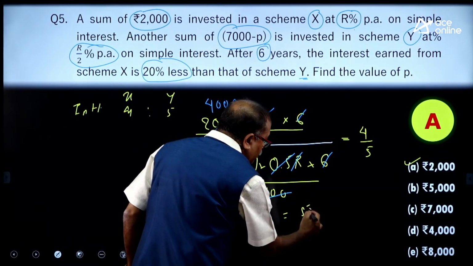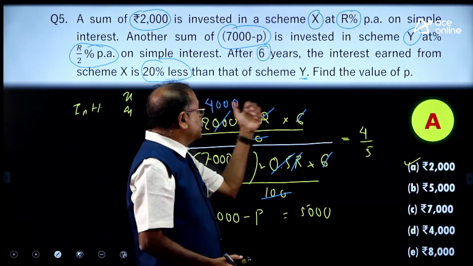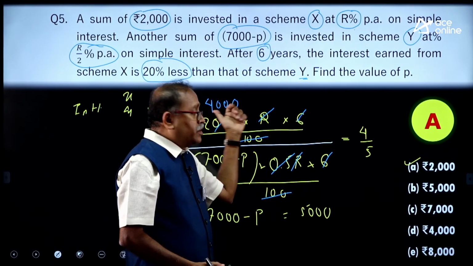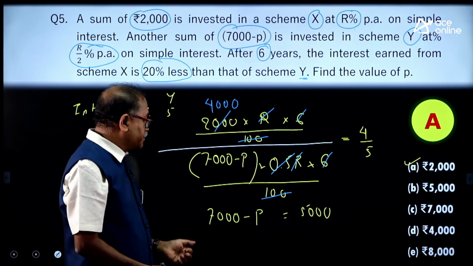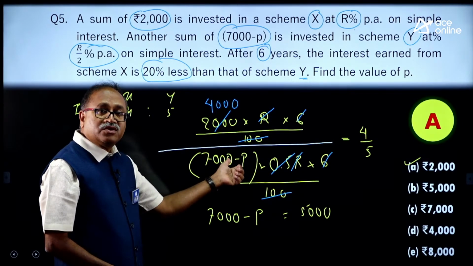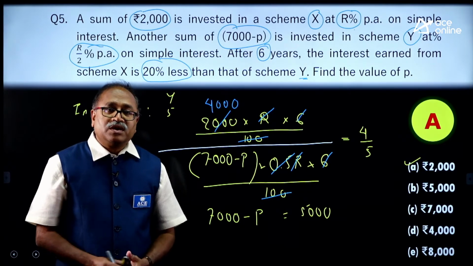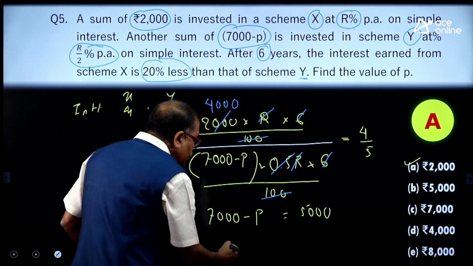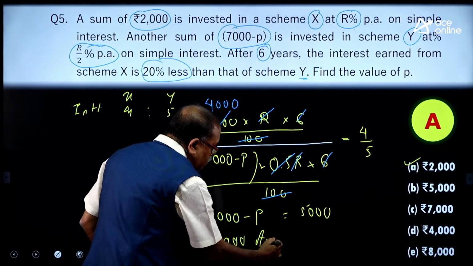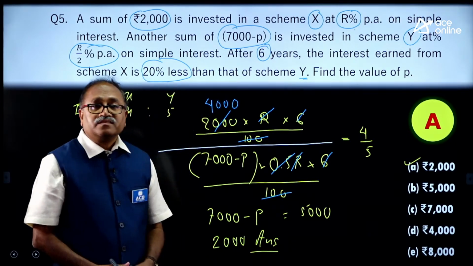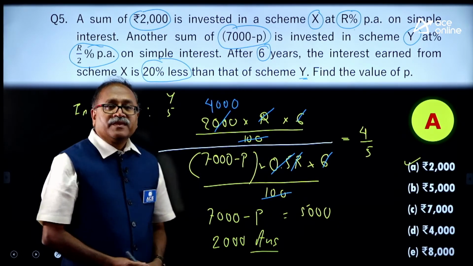equal to 5000. You must have understood how did I get this 5000. This with 4 is 1000, and here with 5 I need to multiply 1000, that is 5000. So, 7000 minus P is equal to 5000, then P is equal to 2000. So, what is my answer over here is, the answer is 2000. That is all my dear friends. I can see that option choice A, 2000.